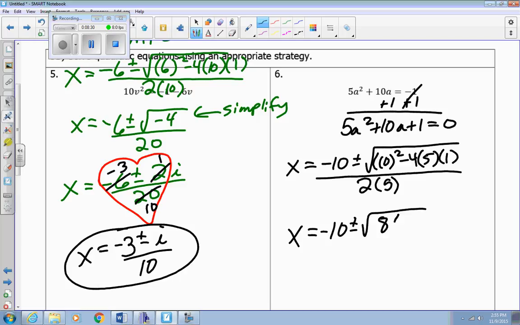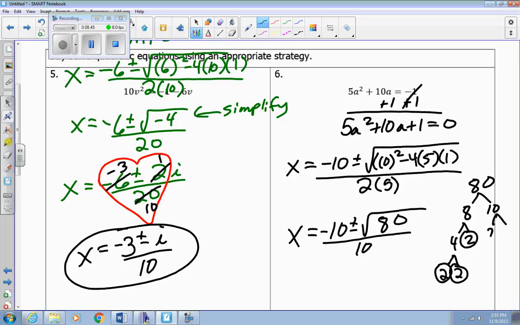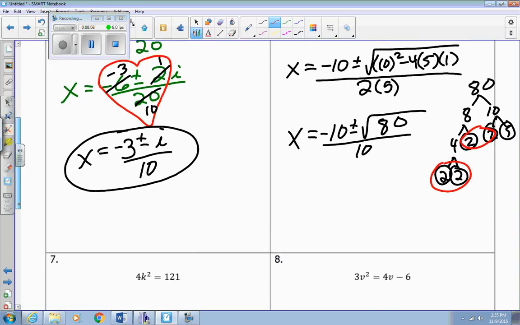2 times 5 is 10. Now I have to simplify the square root of 80. So breaking it down with the trees to simplify. Choose prime, choose prime, 2 and 5. So we have a couple pairs. So we have a pair of 2's and another pair of 2's. So the next step is x equals negative 10, plus or minus 2 times 2 from the pairs is 4. Square root of 5 is positive, so there's no i's, over 10.